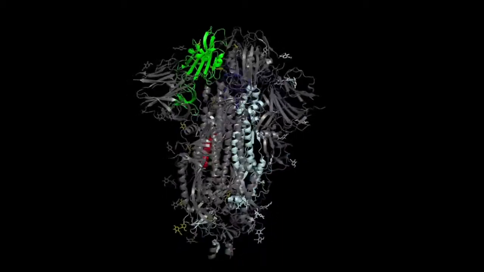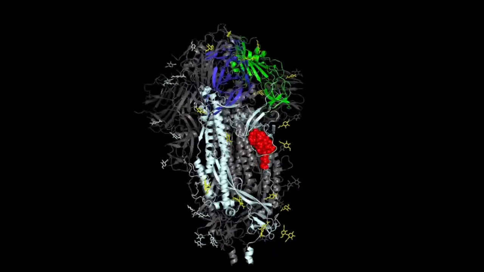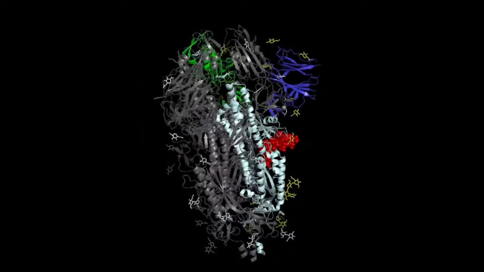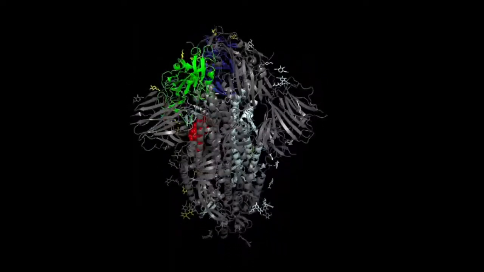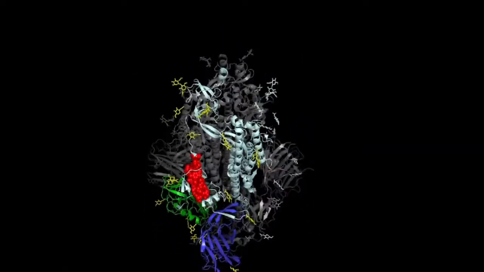Here, in the structure, only one protomer out of 3 is colored to highlight its trimeric composition. The receptor binding domain is shown in green, and it is in the down inactive conformation. The N-terminal domain is highlighted in blue, and the glycosylation sugars are yellow.